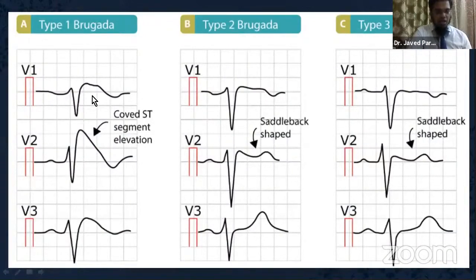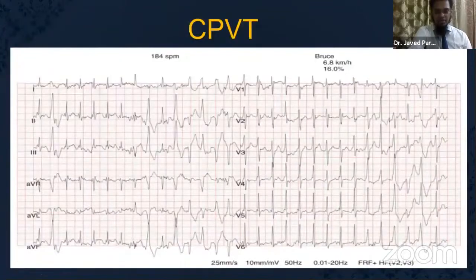Then you have Brugada syndrome, which is commonly diagnosable on ECG. Basically you have a right bundle branch block type pattern, and you have ST segment elevation, which is coved type in type 1, saddleback type in type 2. In both these two types, the ST elevation is more than 10 mm. If it is less than 10 mm, it is type 3. So if you have syncope with a Brugada pattern, most commonly again, the arrhythmia would be polymorphic ventricular tachycardia, and it should be taken very seriously.